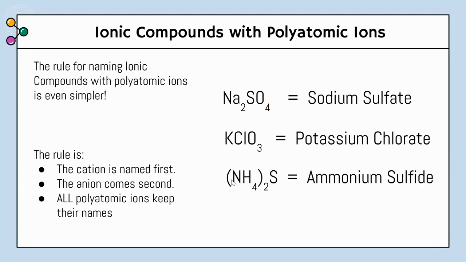And in this one, we have a clue here. Because there are parentheses, we know this is a polyatomic ion, and this is ammonium, so it keeps its name, ammonium. The S, though, the anion that comes second, because it's a single element, its ending does change to -ide. So instead of sulfur, it becomes sulfide.